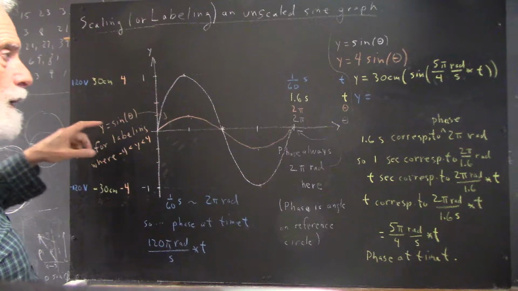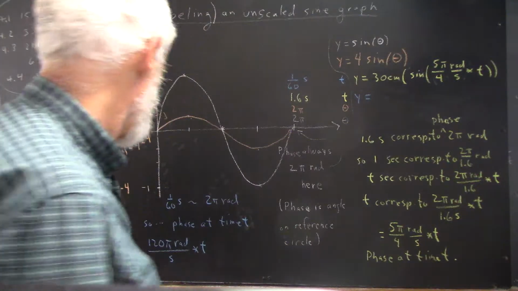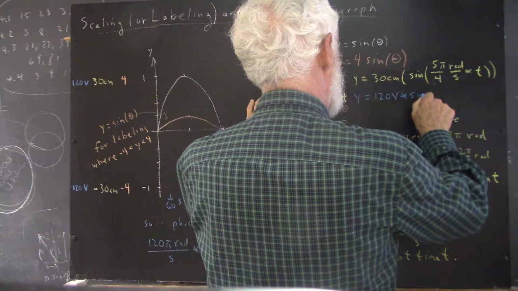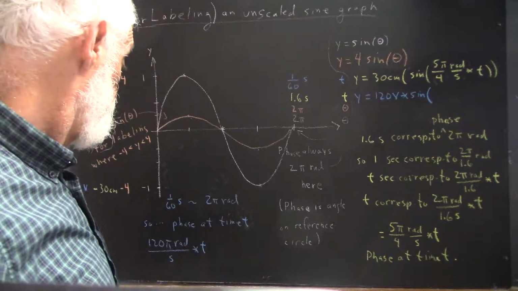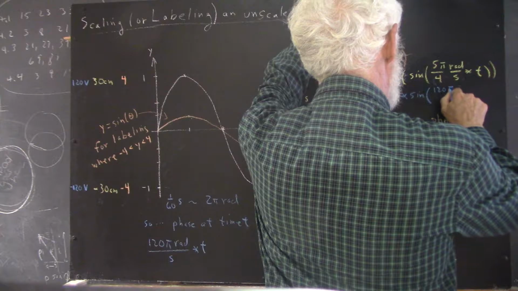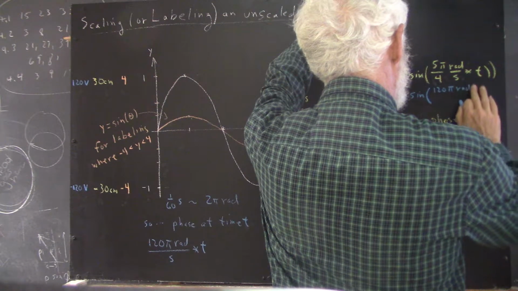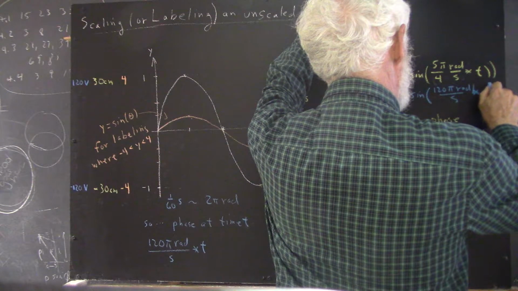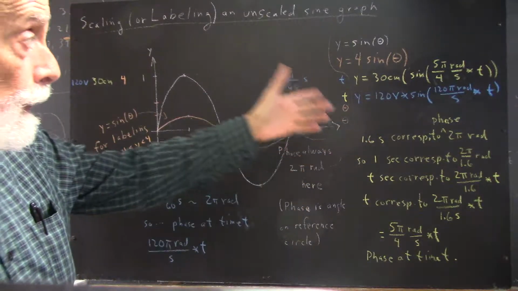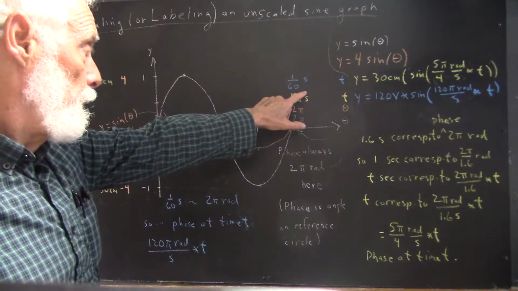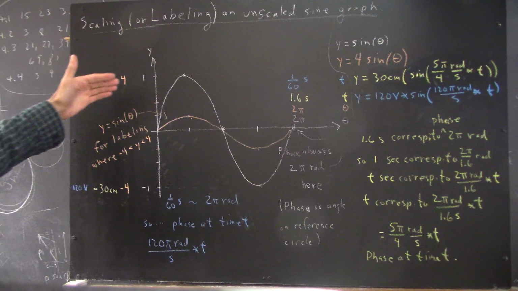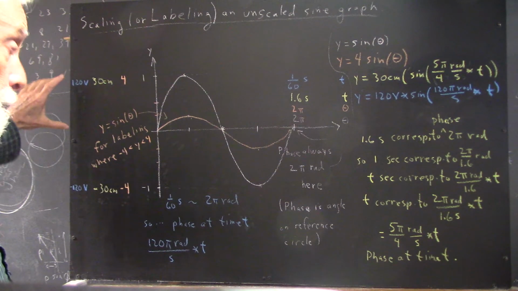Now if we want y to go from negative 120 volts to plus 120 volts, then y is going to be 120 volts multiplied by the sine of our phase angle. Our phase here is 120 pi radians per second times t. Not sure it was wise to try to rub that out, but let's see if we can make the best of it. So there is our model for the labeling, where the period of the sine function is 1/60th of a second, and the range of the sine goes from negative 120 to 120 volts. That would be an amplitude of 120 volts.